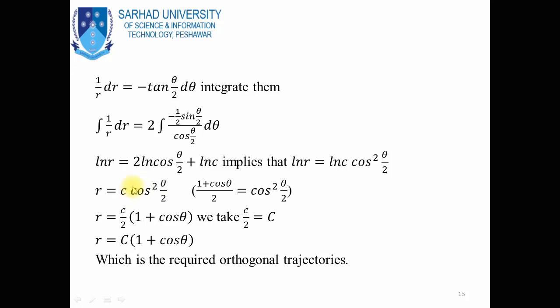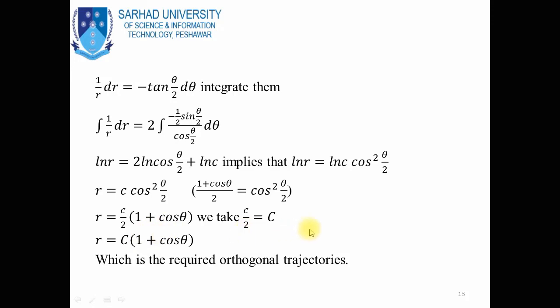So this is the equation of the required orthogonal trajectory, and we can write this equation as c by 2 into 1 plus cos theta, as we know that cos square theta by 2 is equal to 1 plus cos theta divided by 2. Now if we put c by 2 equal to another constant like c, we can write the simplest form of the equation r is equal to c into 1 plus cos theta. This is the required orthogonal trajectory.